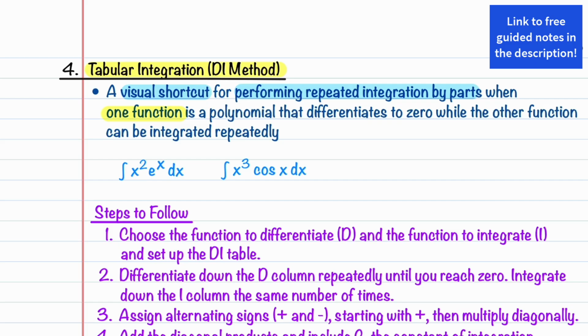For example, in these two integrals, that one function or polynomial would be x² or x³, while the other function can be integrated repeatedly. And that other function in these examples are e to the x and cosine x. So you have one function that differentiates to 0, and then the other function you can just keep integrating.